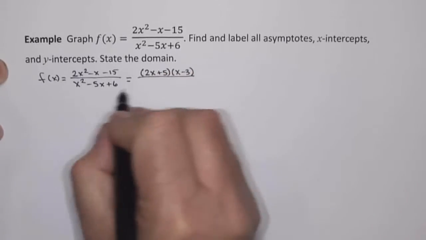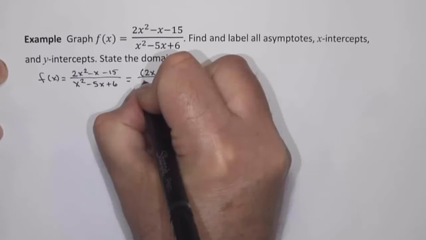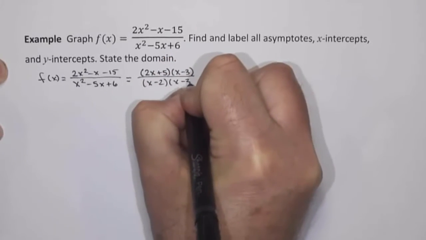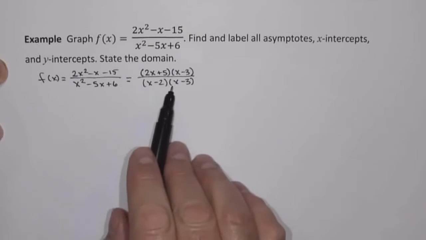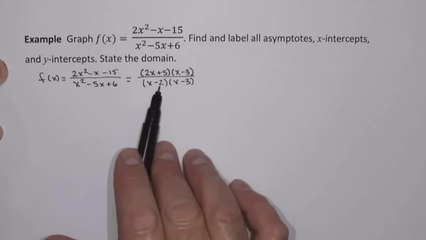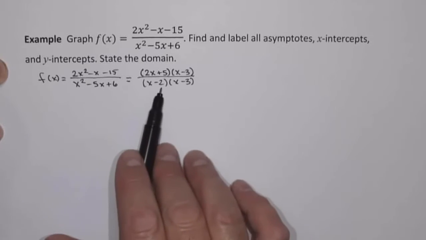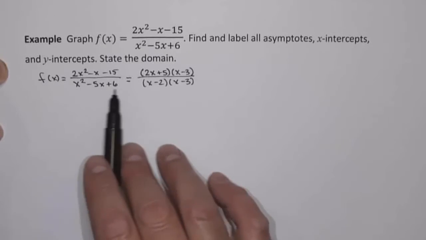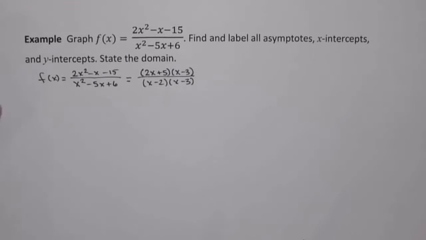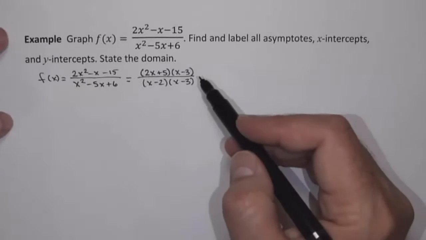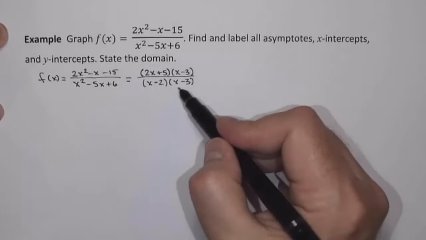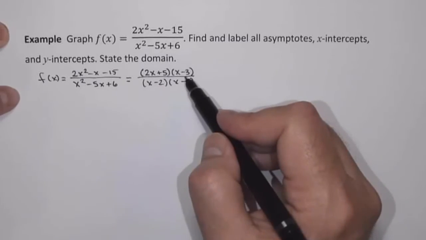In the denominator, this factors into x minus 2 times x minus 3. So x times x is x squared. The outers, we get minus 3x. The inners, we get minus 2x. Minus 3x and minus 2x is minus 5x. And then minus 2 times minus 3 gives us 6. So in this case, we do have a common factor of x minus 3. So that's something that we're going to have to be concerned with.